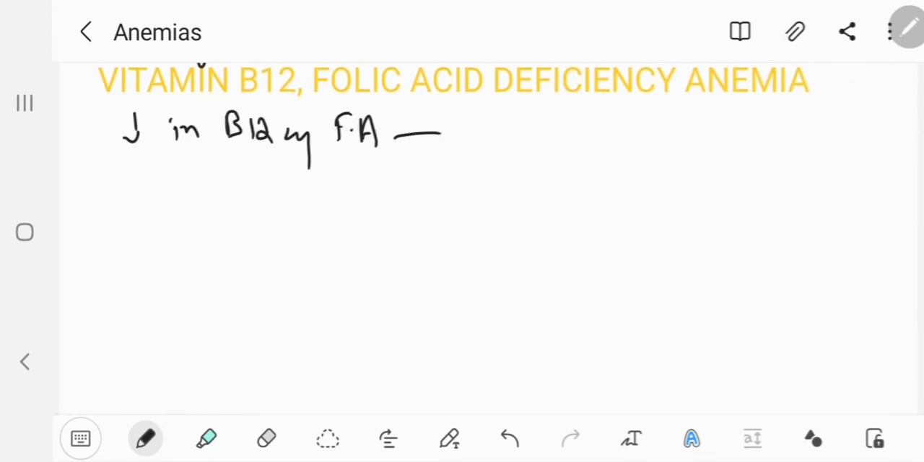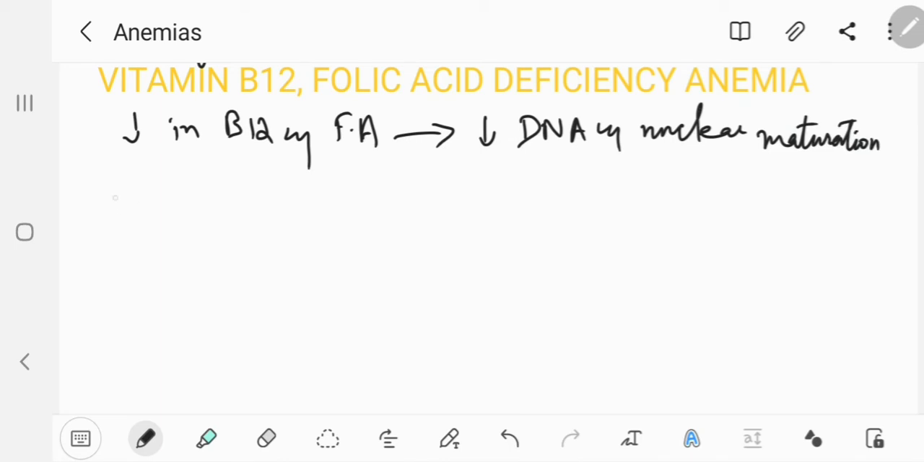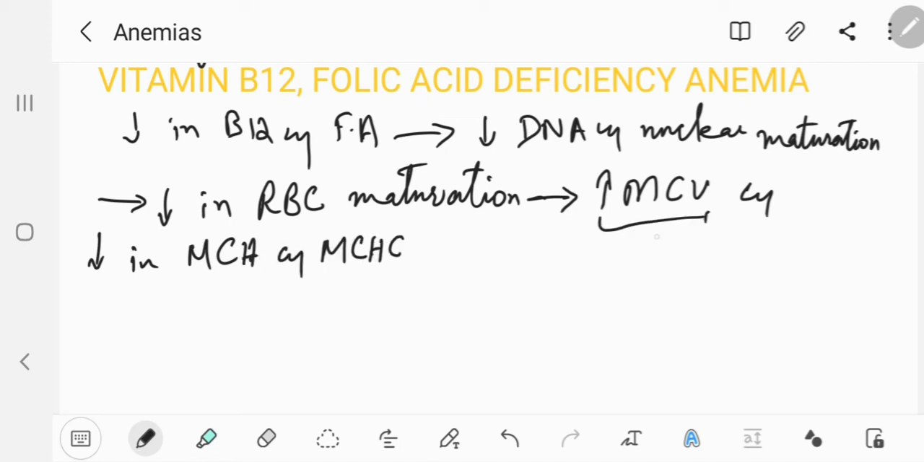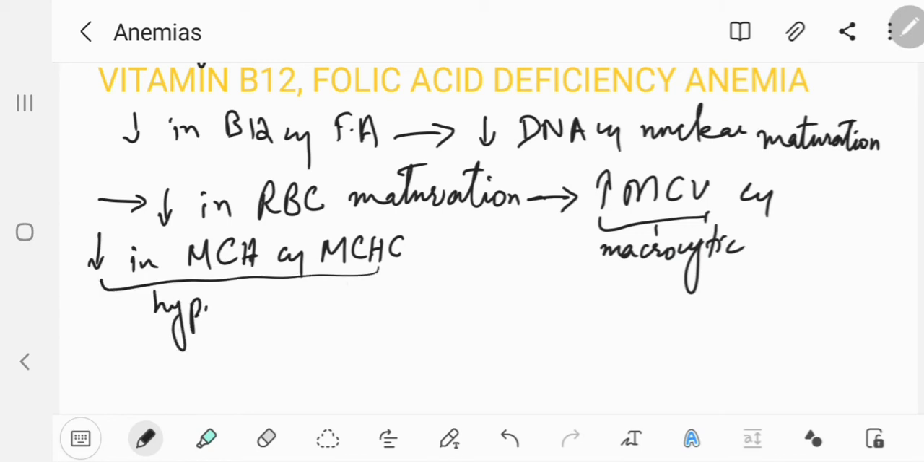In B12 deficiency or folic acid deficiency, there will be decrease in DNA synthesis and nuclear maturation, which will lead to decrease in RBC maturation. Hence, the RBCs will be larger in size, and due to that they will be increased in MCV, and there will be decreased formation of hemoglobin in them due to decreased maturation. So the cell will be macrocytic and hypochromic.